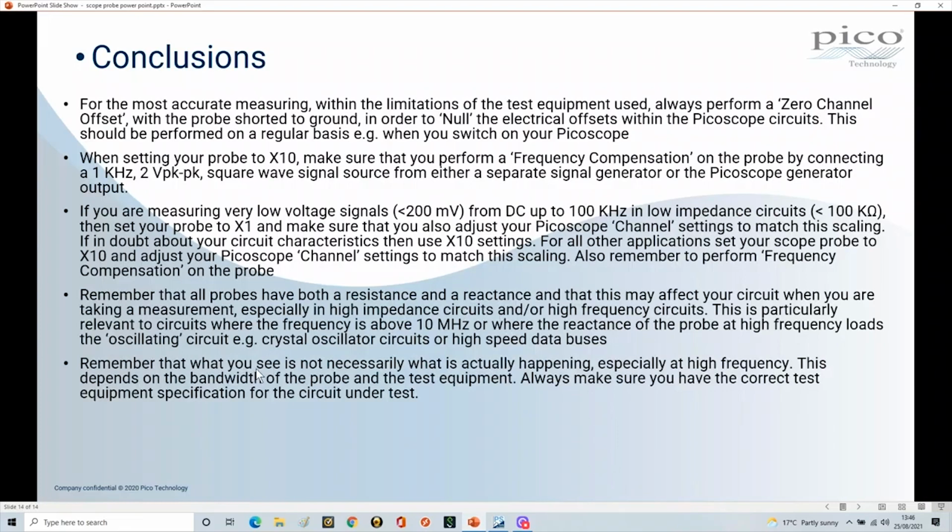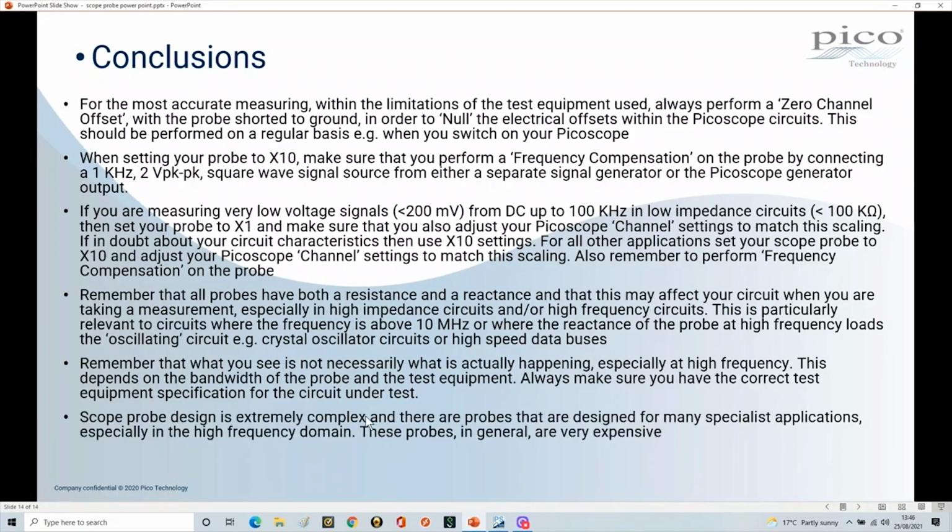And remember that what you see is not necessarily what's actually happening because of the high frequencies, because remember, square waves are, and quite often we're looking at square waves, but square waves are made up of harmonics. And if your bandwidth isn't big enough, you can't see those harmonics, and therefore you'll end up not seeing what's really there. So make sure that your test equipment meets the requirement of what you're trying to monitor.